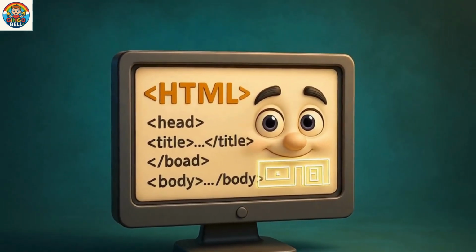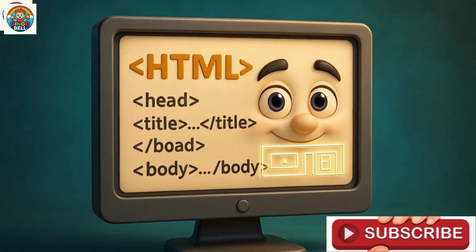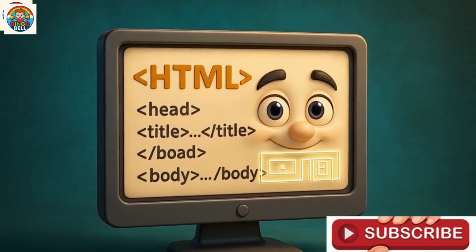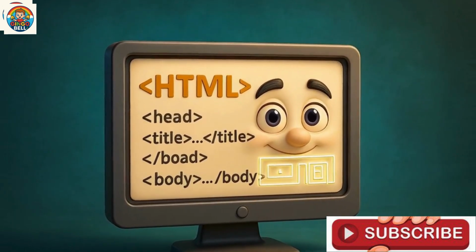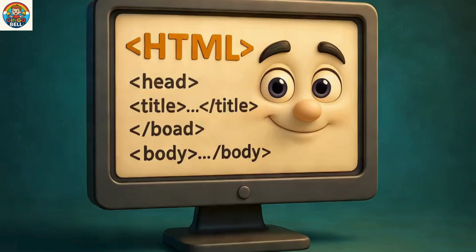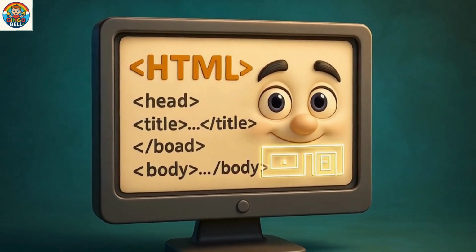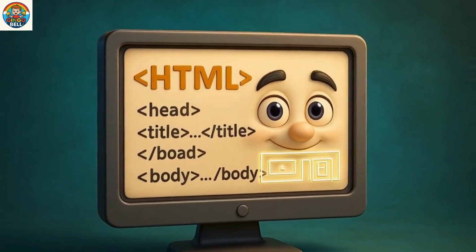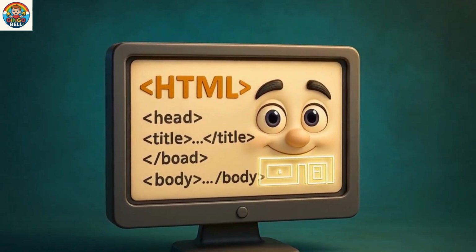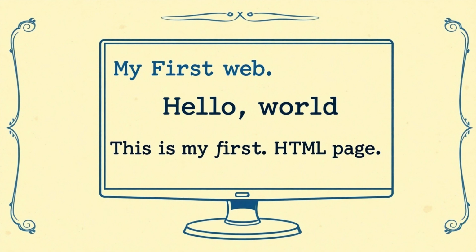Here's a simple example. Open angle bracket, exclamation mark, doctype HTML, close angle bracket, open angle bracket, HTML, close angle bracket. Inside that, open angle bracket, head, close angle bracket, then open angle bracket, title, close angle bracket, my first web page, and then close title. After that, we close the head.